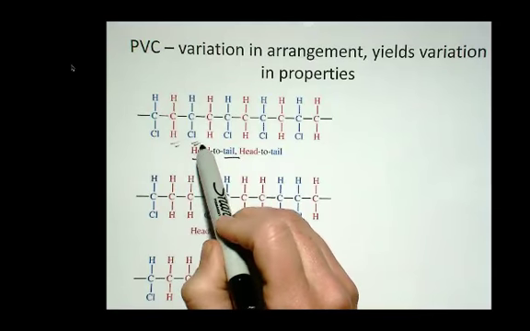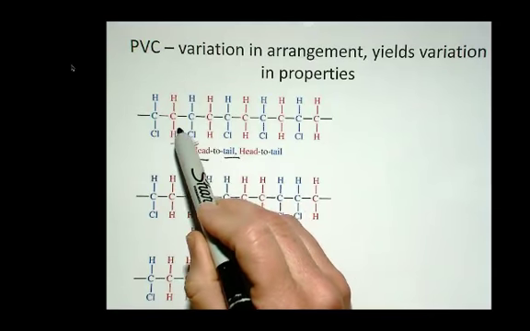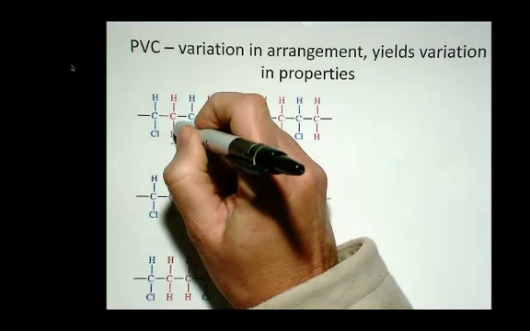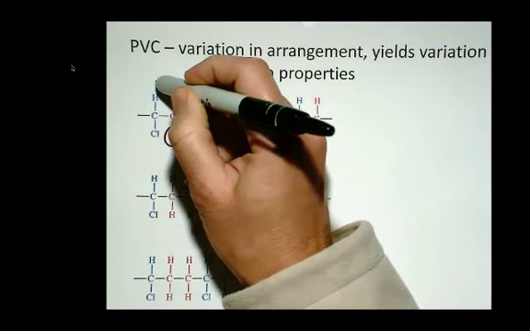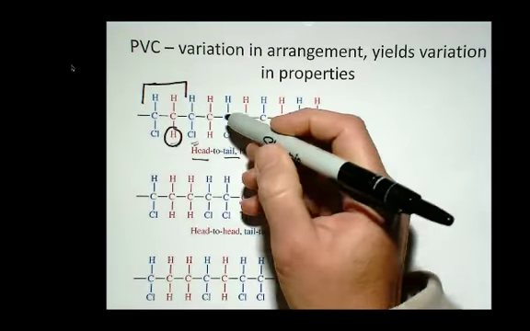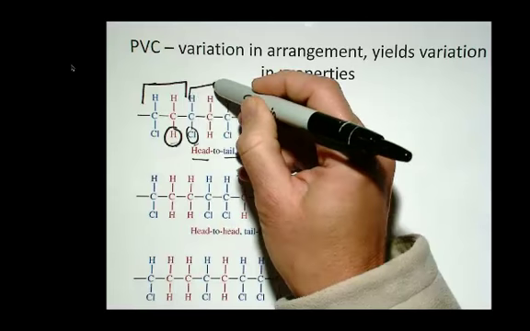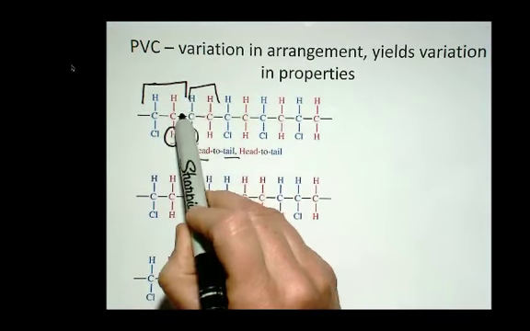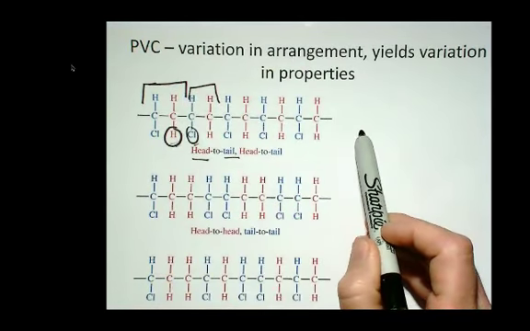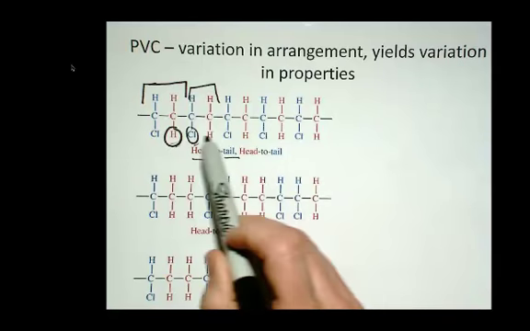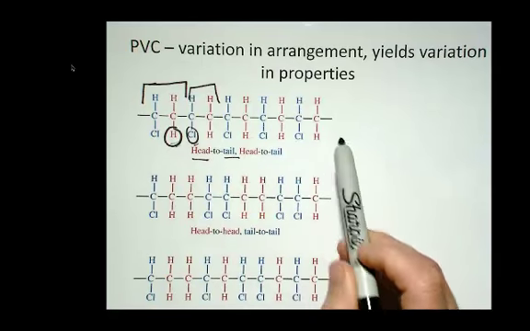So this is starting right here. The front of the molecule, the head of this monomer unit, which would be from here to here, is reacting with the tail right here of this monomer unit. Okay, so that's a very regular pattern, and so these types of polymers can pack together tightly.